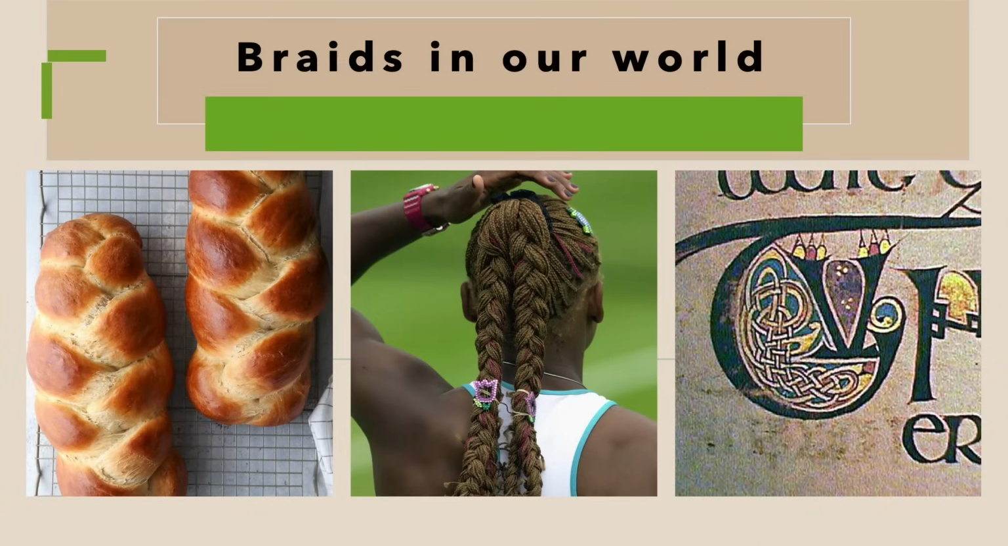So braids are something that we see commonly in the world. Sometimes people use the word plait. For mathematicians, that means something slightly different than what I'm going to describe. But here we have some challah bread, so braided bread. In the middle there, we have the great Venus Williams. Hair is something that we commonly braid. The Book of Kells is something else that illustrates the intricacy of braiding patterns. So we have braids in art as well, and many other places. I'm sure you can think of examples.